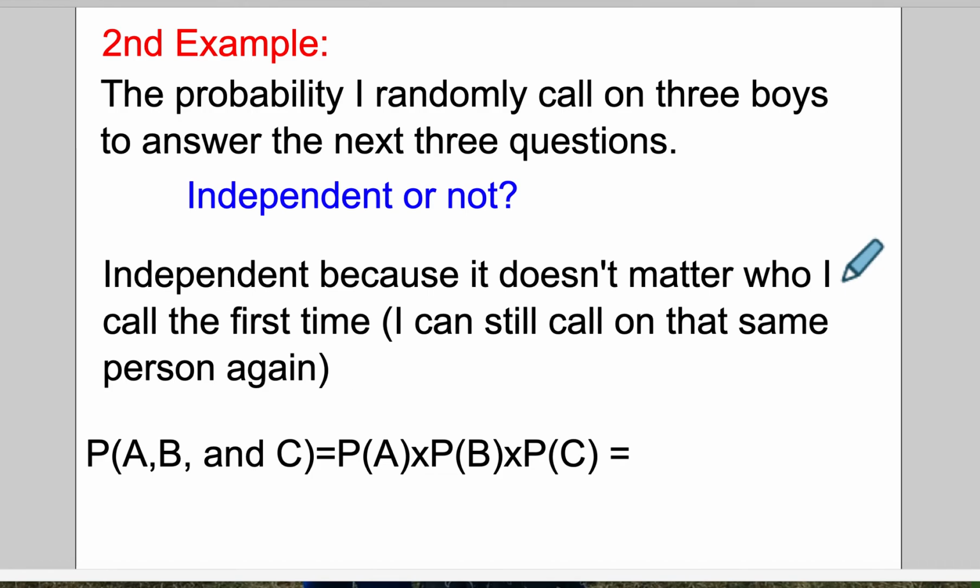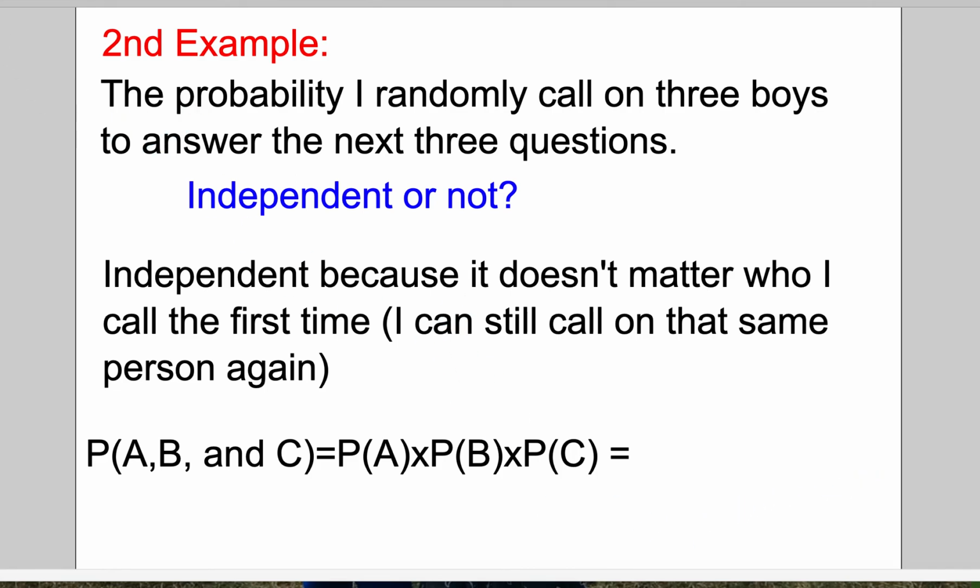If I took a boy out of the entire sample space, the probability would change, which means they're actually dependent events. But in this case, I can still call on the same person again and again, and let's just say it really is at random. So the probability that I call on a boy the first time, a boy the second time, a boy the third time would just be the probability of each, all independent. I may have 2 different sections, so it'd be different in each class, but you would just take the same number and multiply it by itself 3 times, and you'd get a very low probability that it would actually happen.